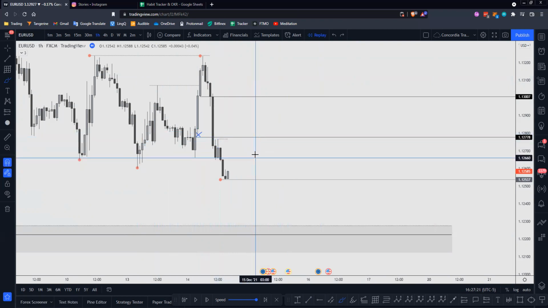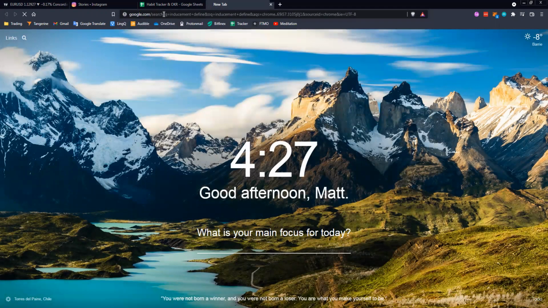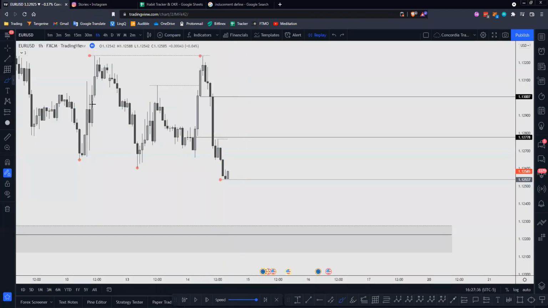Okay, and just a quick, let's see what inducement stands for, right? A thing that persuades or influences someone to do something, right? So when we think about it, this level right here is inducing people to sell from right here, right? So it's inducing people to sell right here, which is what we want.